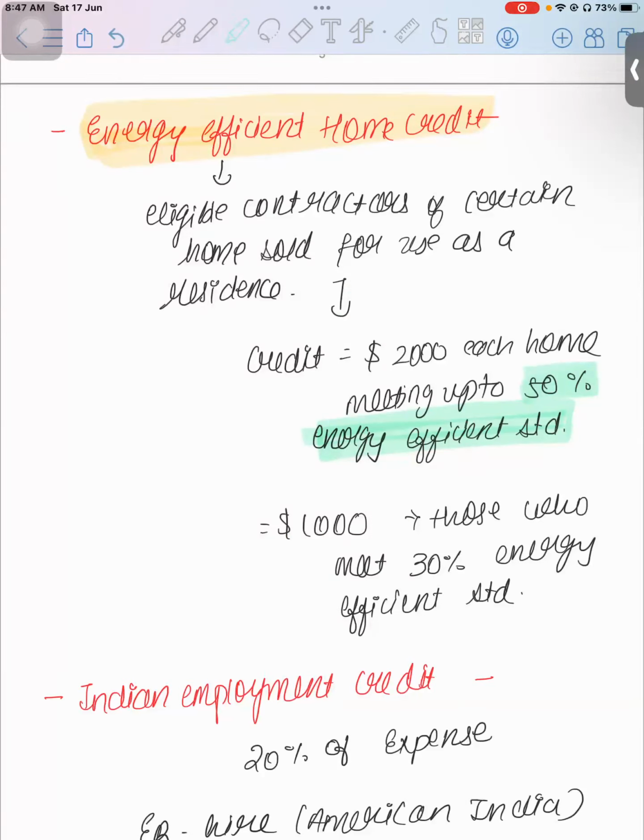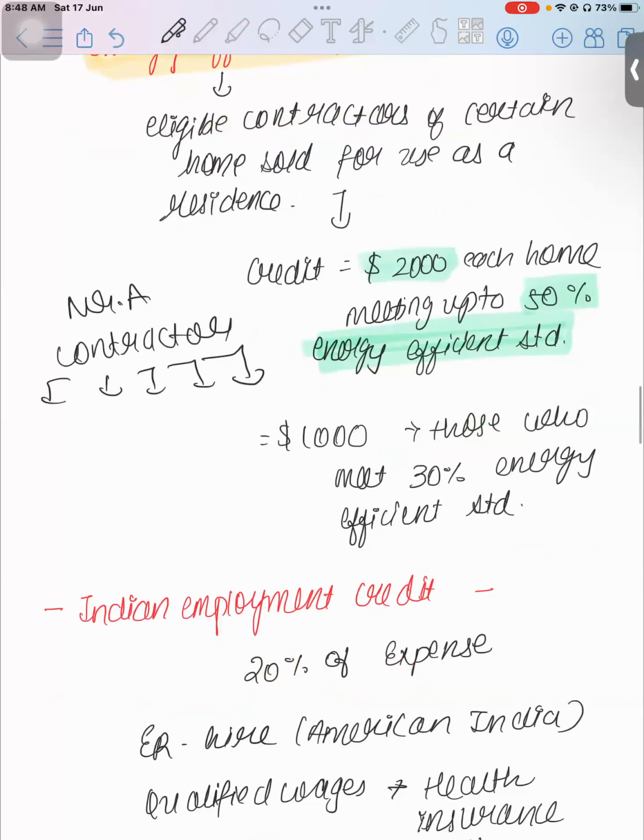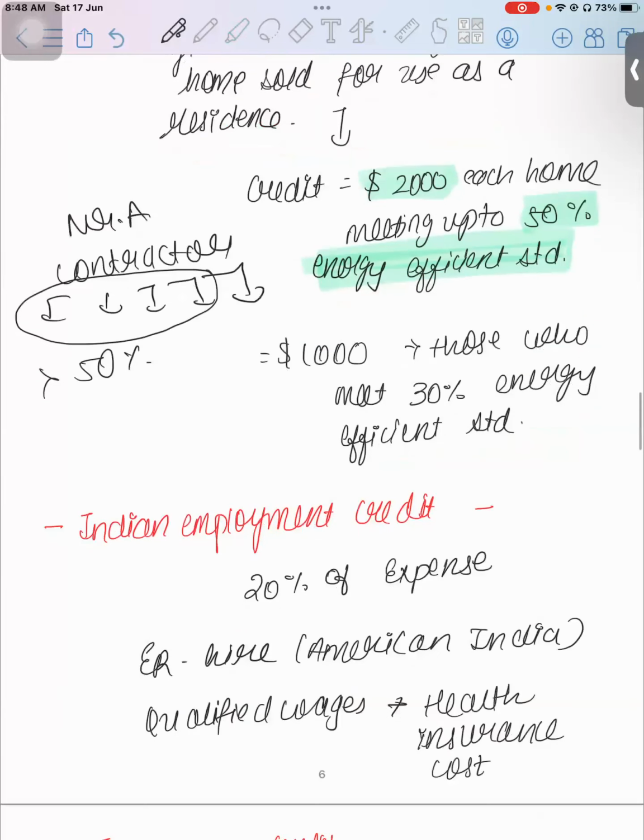If yes, then you can take $2,000 for each home you are selling. Or let's say Mr. A is a contractor. He has built 5 houses, and out of all the 5 houses, 4 are fulfilling the more than 50% energy efficient standard. Then you can take $2,000 into 4 houses, so you can take $8,000 as an energy efficient credit.